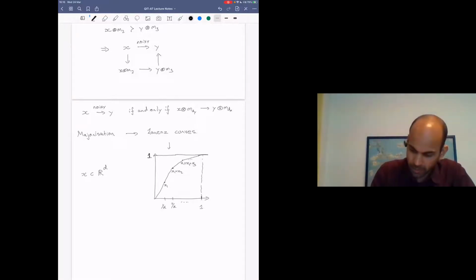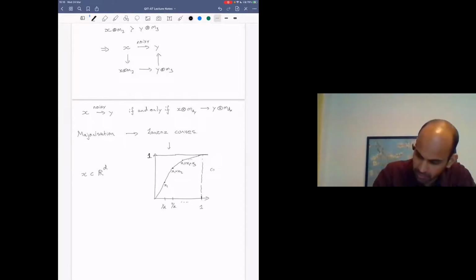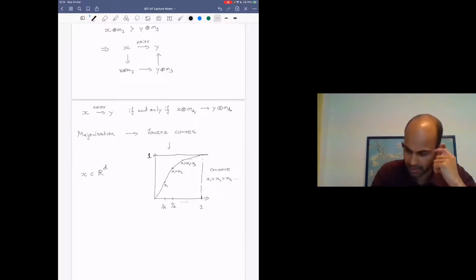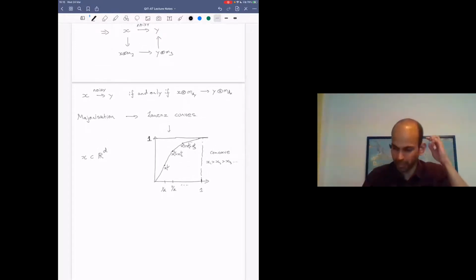And one of the things to mention is that the Lorenz curve is always of this form. It's always concave. And the reason is because x1 is greater than x2 is greater than x3. Remember, when we do the Lorenz curve, I forgot to say, we always order the elements of the vector first. This is what we're used to in majorization. First, we order the elements of the vector, and then we compare the partial sums.